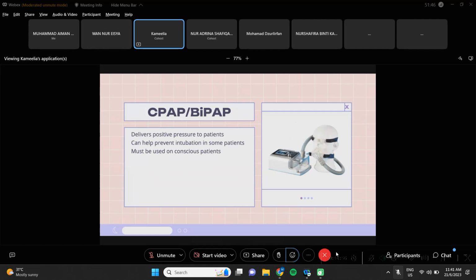Okay, so next we have CPAP and BiPAP. Basically, this device delivers positive pressure to our patients via a mask that will cover their nose and mouth and then is secured tightly around their head to ensure that we have a good seal. And this can often be used to prevent intubation in some patients, but it does need to be utilized on conscious patients.